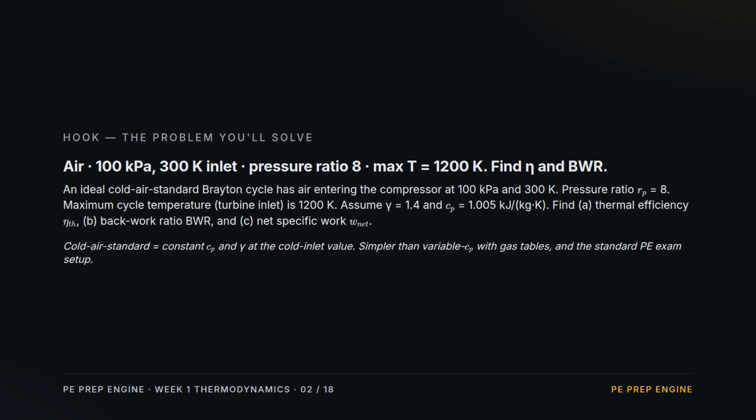Here's the problem. An ideal cold air standard Brayton cycle. Air enters the compressor at 100 kilopascals and 300 Kelvin. Pressure ratio 8. Max cycle temperature at the turbine inlet 1200 Kelvin. Cold air standard means constant Cp and gamma. Both compressor and turbine are isentropic. Find the thermal efficiency, back work ratio, and net specific work. Classic PE exam setup. Pressure ratio and max temperature set every answer.